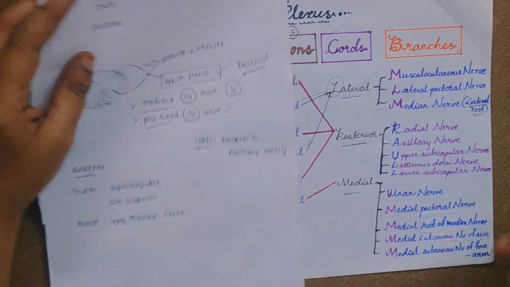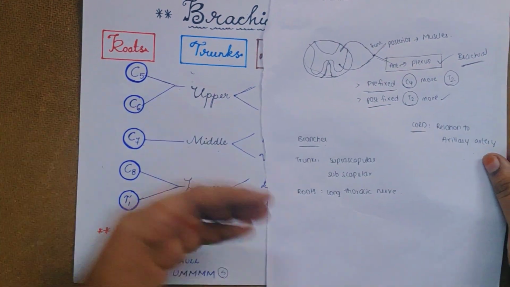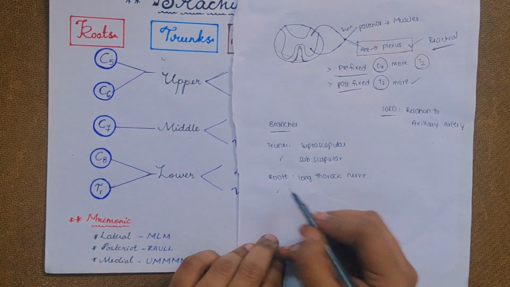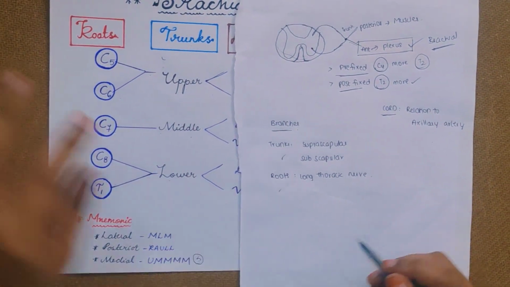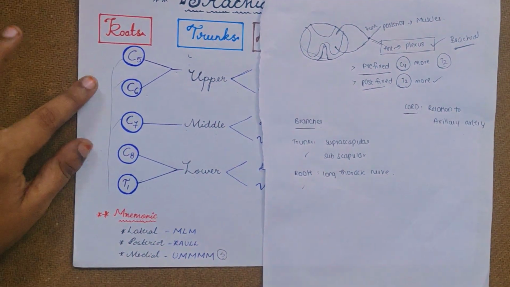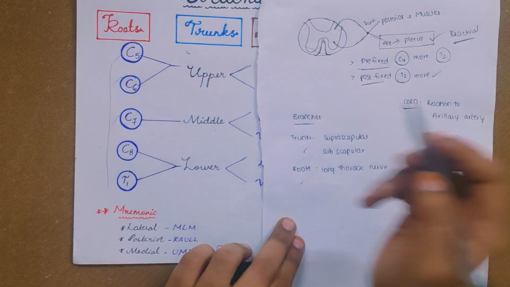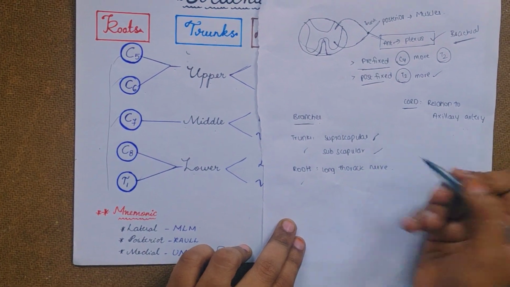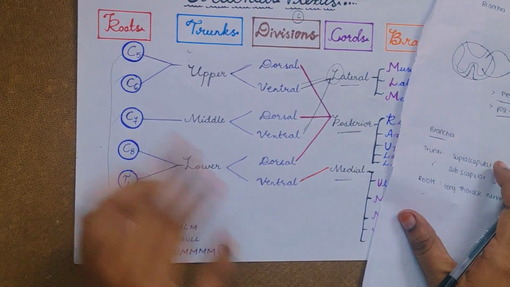Not only these, other branches also arise from the trunks and roots. From the roots, the long thoracic nerve arises from C5, C6, C7. And from the upper trunk, the suprascapular nerve and subclavian nerve. These are the branches of the brachial plexus.